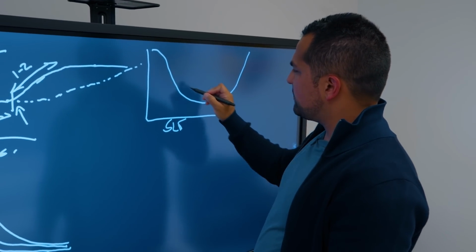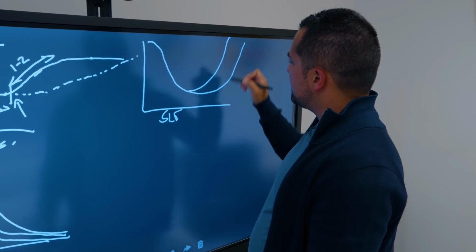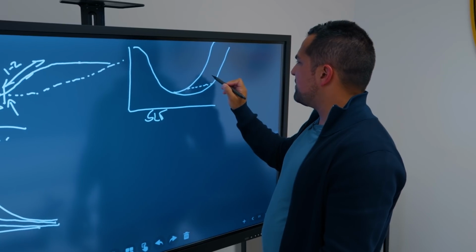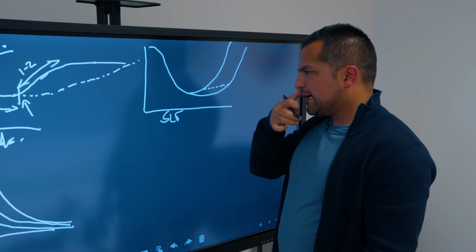Now, because of COVID, what happened is right here, it just started going like this, and started pushing past itself. Again, what we're beating here is the time frame. We're not really changing what would have happened. We're just accelerating the time frame.